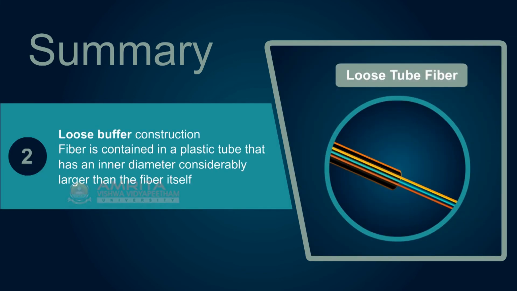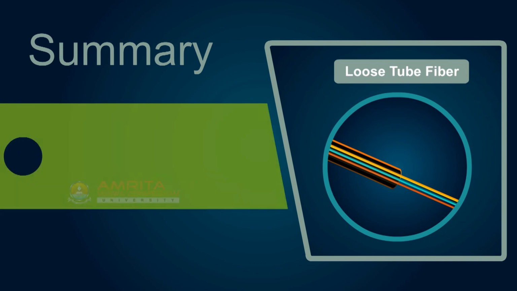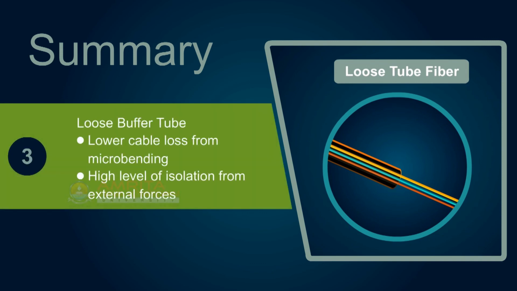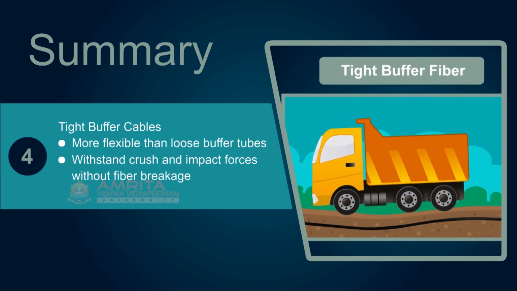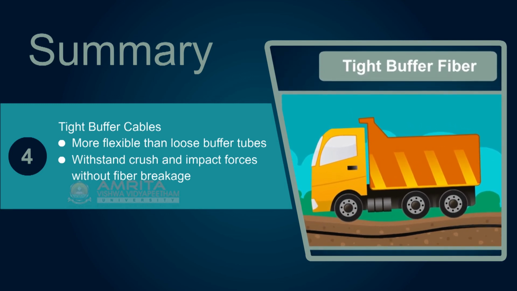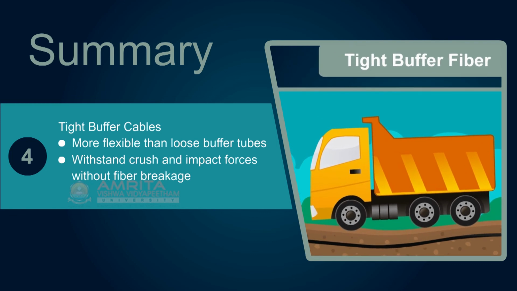In the loose buffer construction, the fiber is contained in a plastic tube that has an inner diameter considerably larger than the fiber itself. The loose buffer tube offers lower cable loss from micro bending and a high level of isolation from external forces. Tight buffer cables are relatively more flexible than loose buffer tubes. They are able to withstand much greater crush and impact forces without fiber breakage.